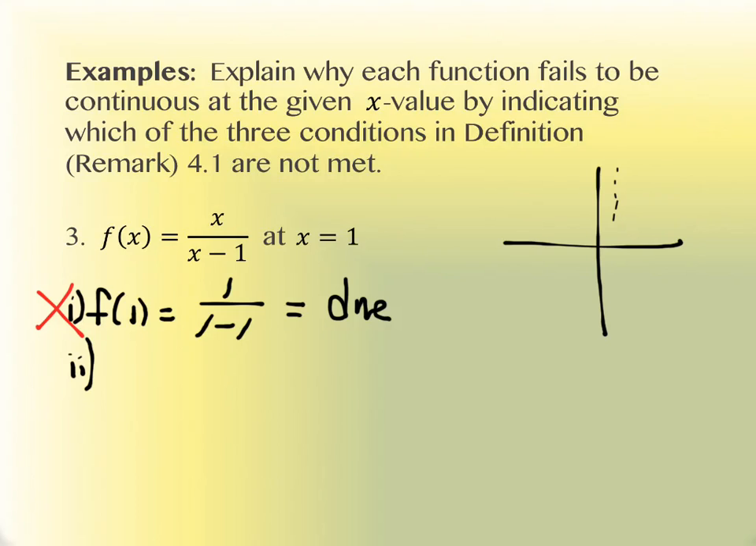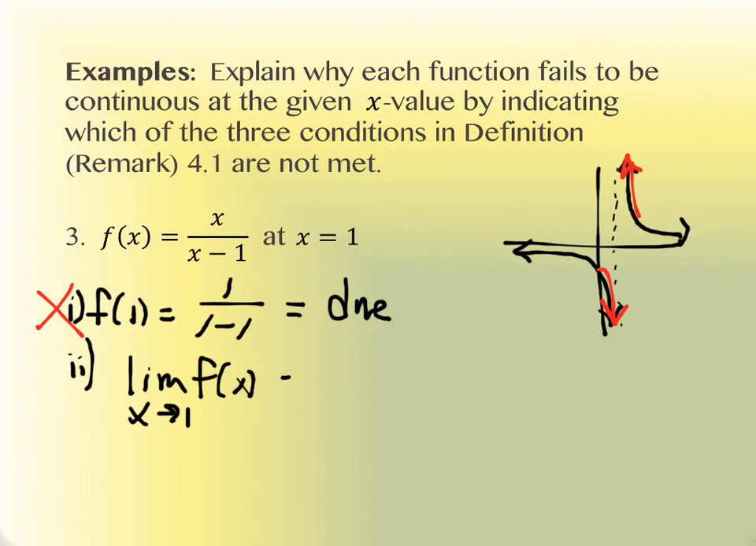So it looks something like this. One piece is going up and one piece is going down. Don't judge my artwork, I'm not a good artist. But this piece right here is going to infinity and this piece is going to negative infinity, right? So the limit on this one, as x approaches 1 of the function, also does not exist.